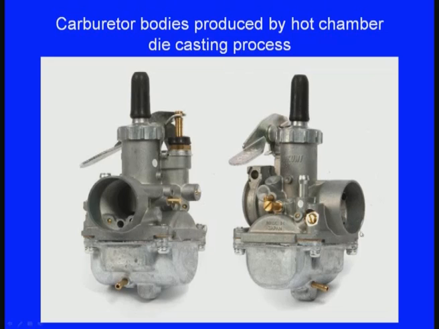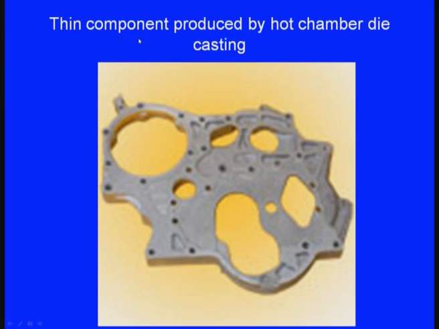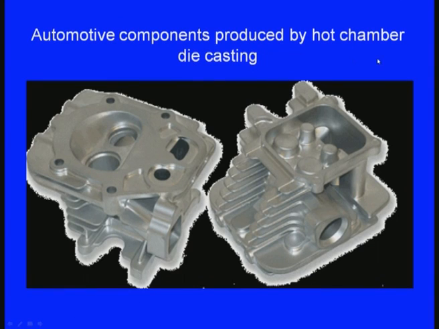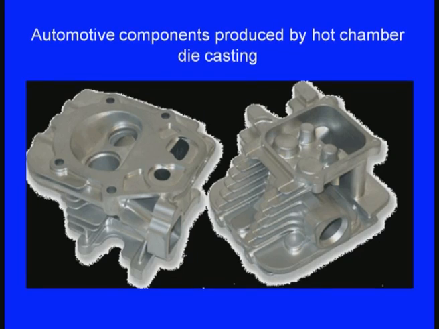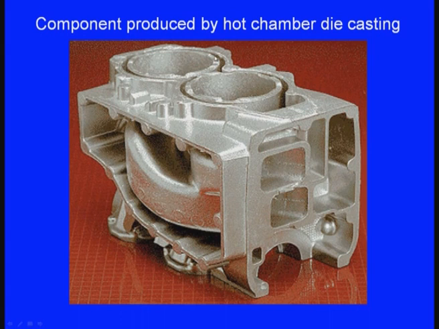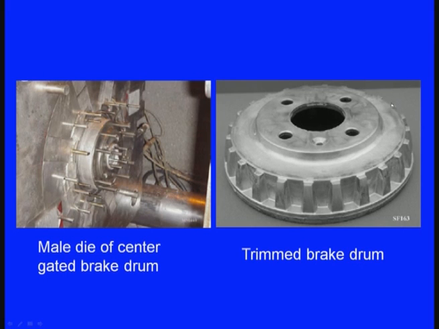And here we can see important applications, carburetor bodies produced by the hot chamber die casting process. So, these are the carburetor bodies used in automotives. This is another thin component produced by the hot chamber die casting process. Again this is a cast product of the hot chamber die casting process. Next one, automotive components produced by the hot chamber die casting process. Here we can see these are the automotive components. Next one, this is another component produced by the hot chamber die casting process. Next one, we can see here, this is the trimmed brake drum.